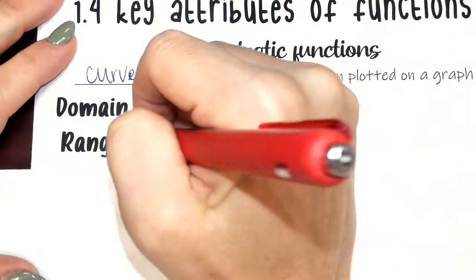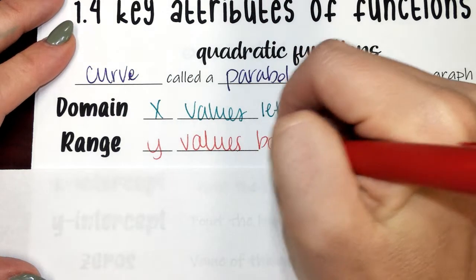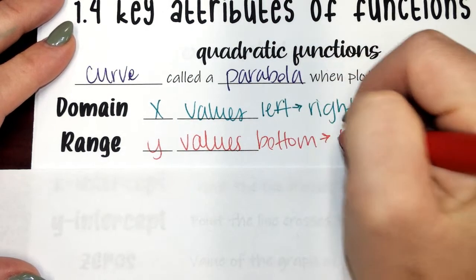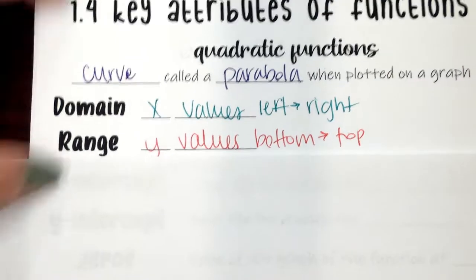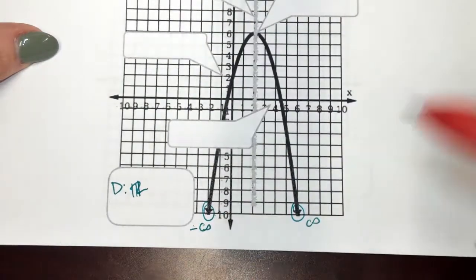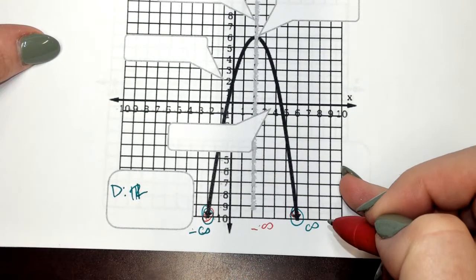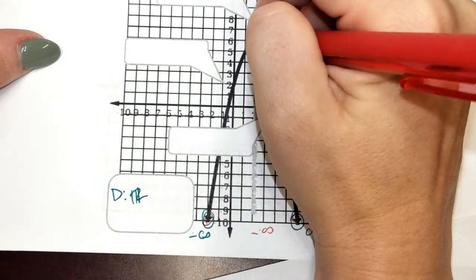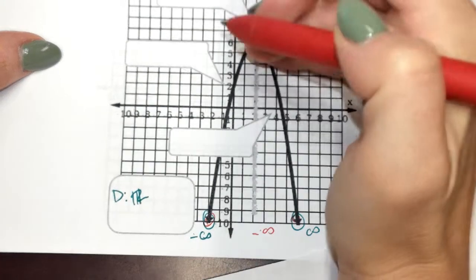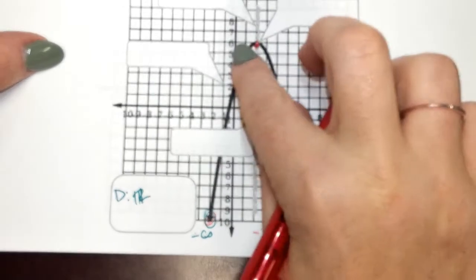Our range values, our ranges are y values, and we scan from bottom to top. So you can see we've got bottom to top. At the bottom here, it's going on forever, so we're going to be going on for infinity. And then top, we have this top point right here. So all my y values are going to be less than this number right here.